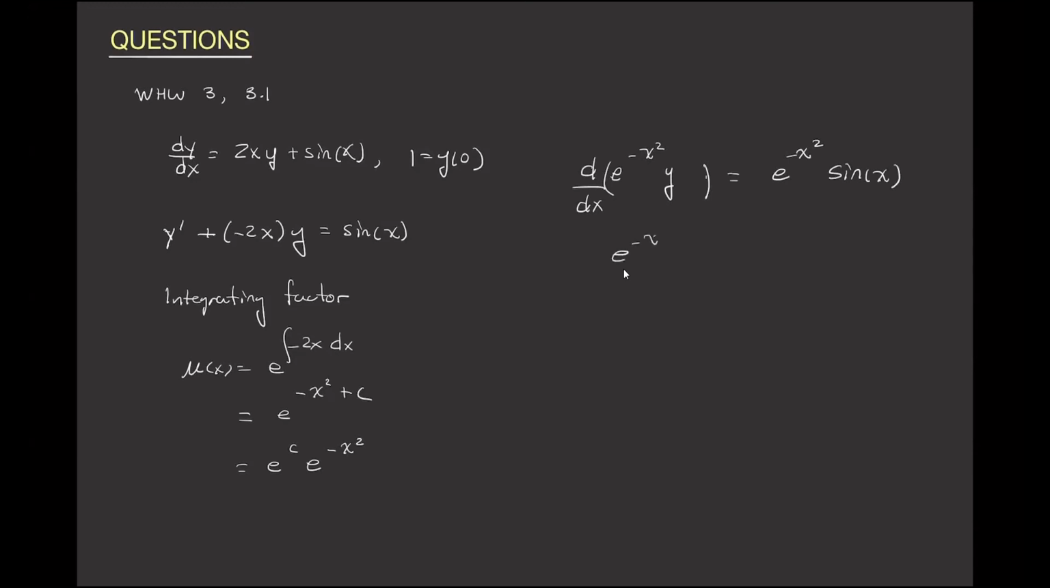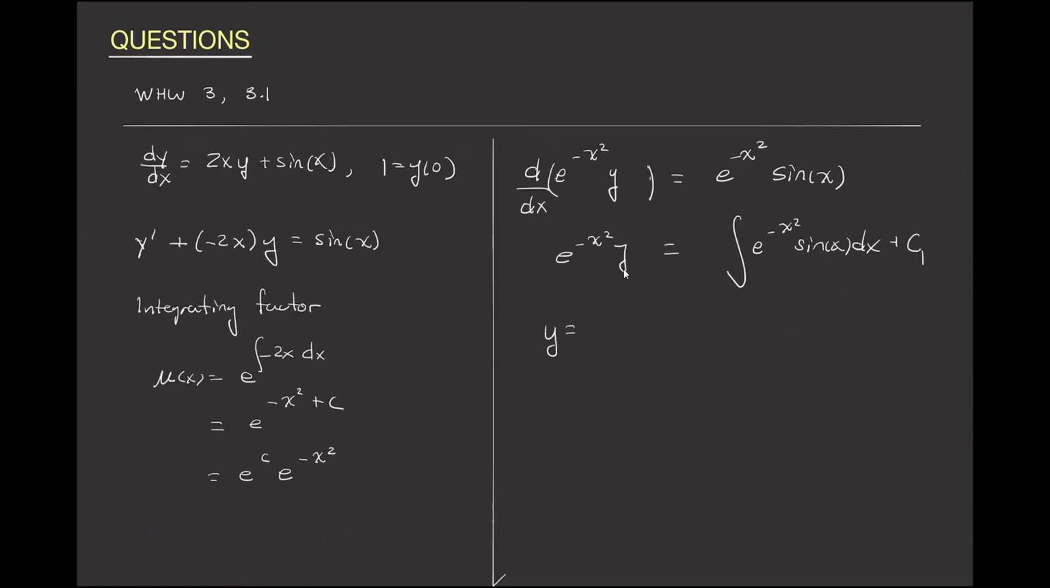And now, at some point, you're going to get this integral plus a c1. And now we can solve for y and get that y is e to the x squared times this integral for this antiderivative. And what the problem asks later then is to approximate this integral to find out what y of 1 should be.